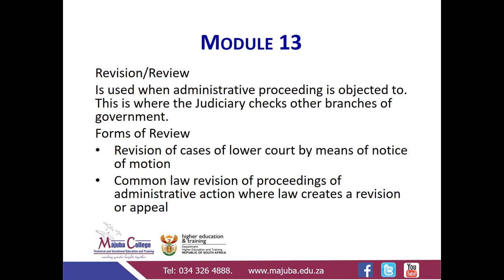Let's move to reviews. A review is used when administrative proceedings are objected to. Once there's an objection, then the matter must be taken on review. This is where the judiciary checks other branches of government. The following are the forms of reviews we have.